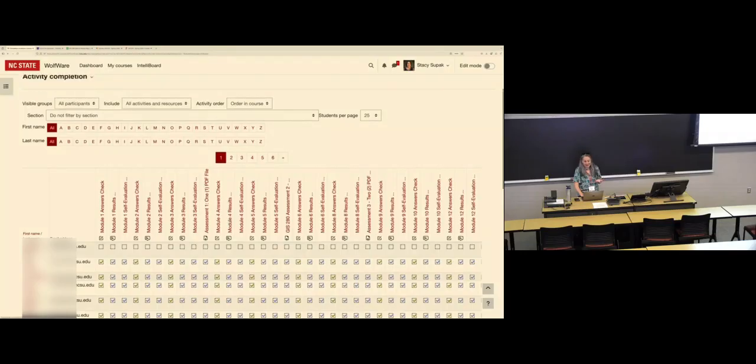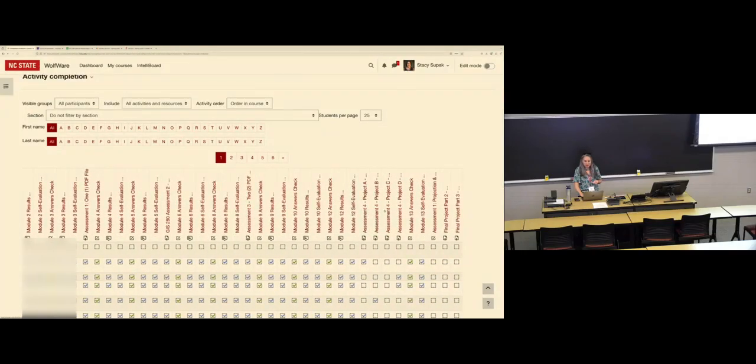And like somebody else had mentioned earlier, with those 4 choice activities, I just have a category in the Moodle gradebook that allows for it to take the top score. That's how that part works.